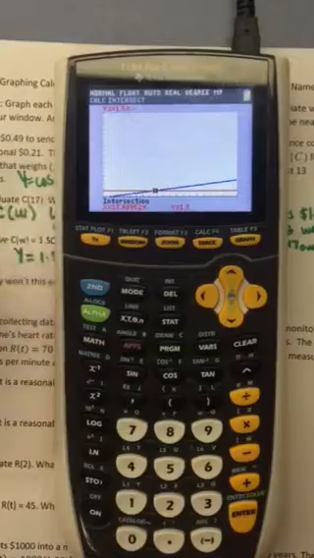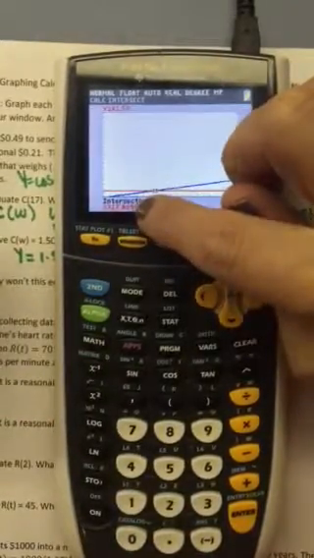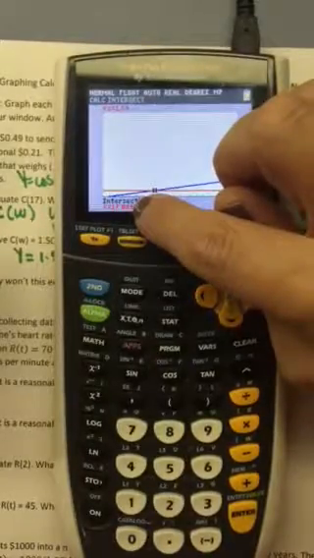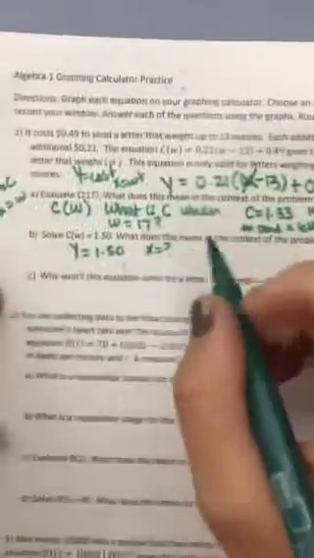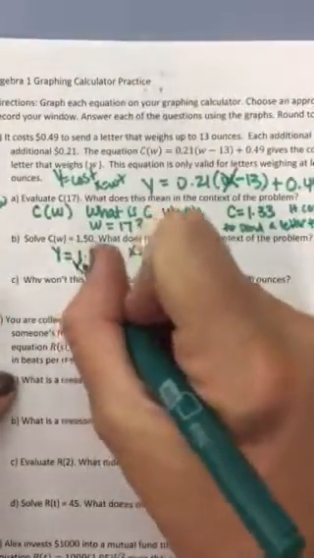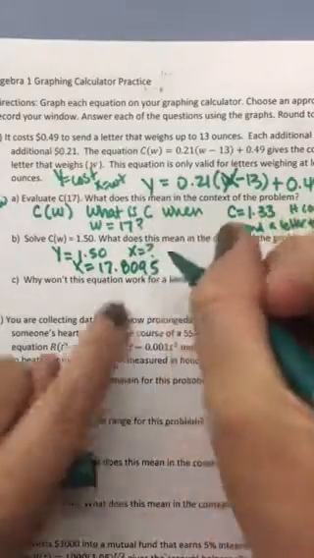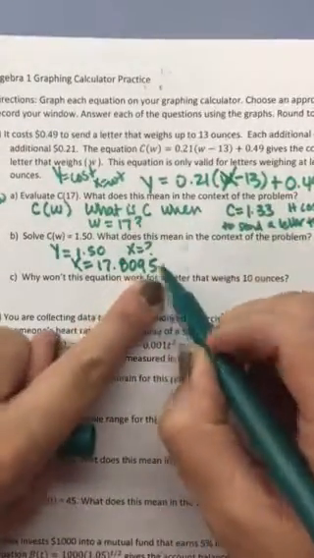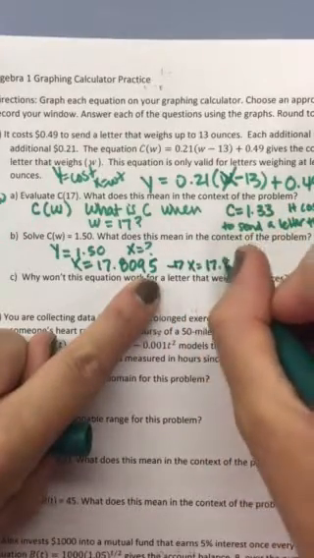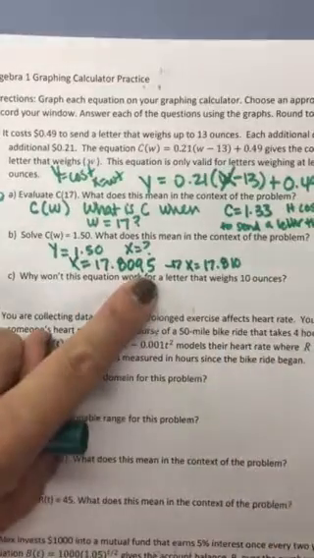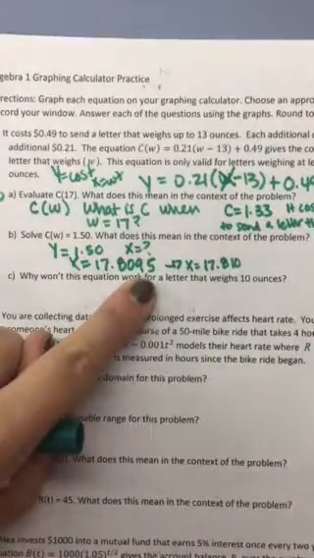So 17.8095, that 5 is going to tell us to round up. So really 17.810 is what we get for that. Our original value was X equals 17.8095. If I'm rounding to this decimal place, the 5 tells me to round up. So I get X equals 17.810, essentially. What does this mean in the context of the problem?